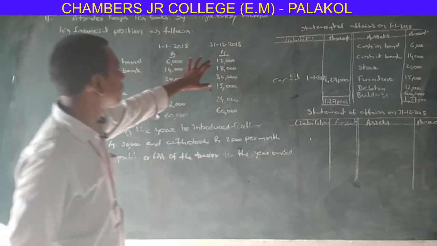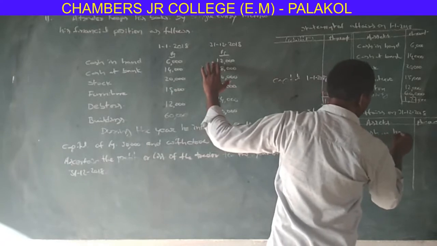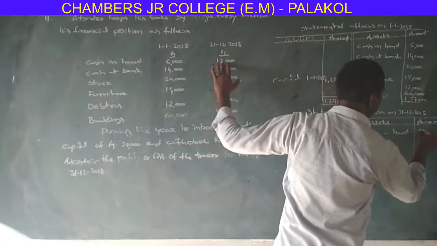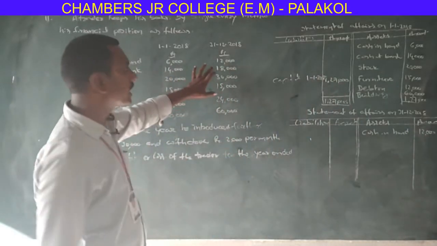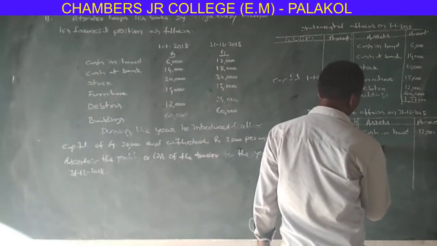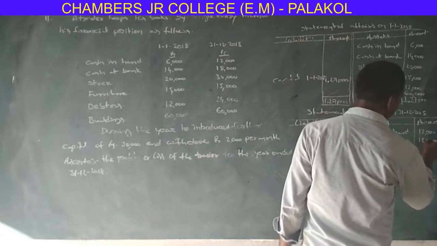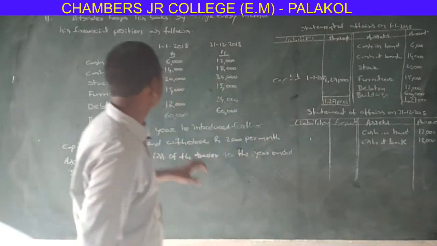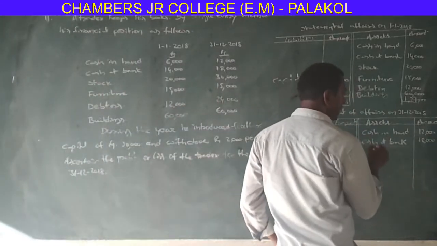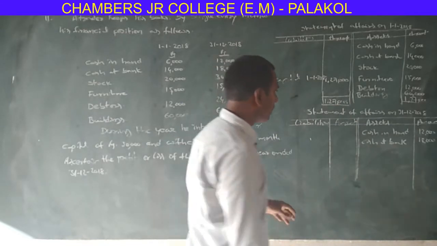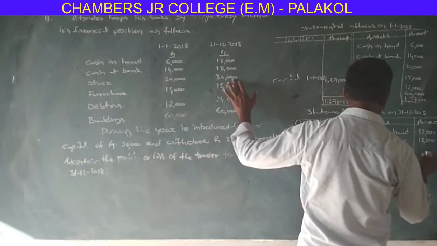That is cash in hand, rupees 12,000. Okay, next, cash at bank, rupees 18,000. Next, stock, rupees 30,000. Cash in hand, cash at bank, and stock, all are assets.